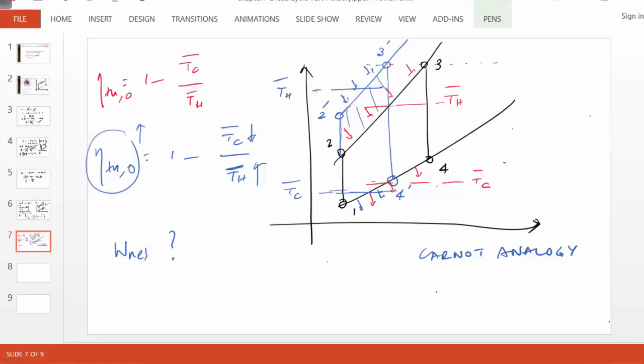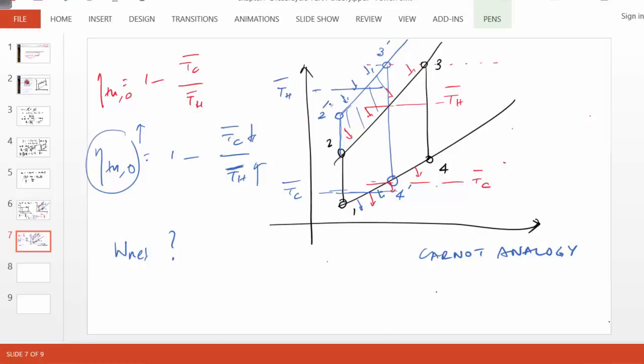But you know for sure, if I keep on increasing the compression ratio more and more, 3 prime will veer to the left, and the included area will become such a thin slice, ultimately going to 0. So if we keep on increasing the compression ratio, yes, the efficiency will increase, but ultimately it will lead to very low power output. But the general conclusion is that in an AutoCycle, if you keep increasing the compression ratio, the efficiency goes up.